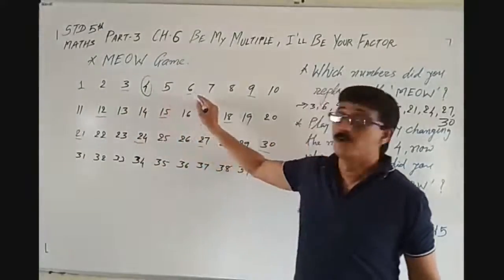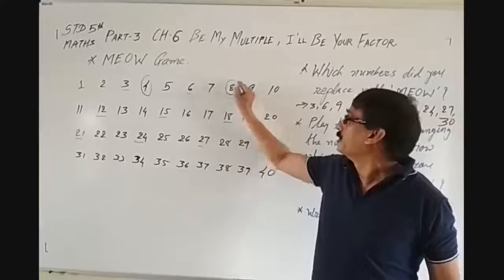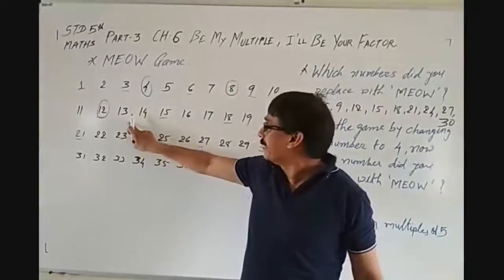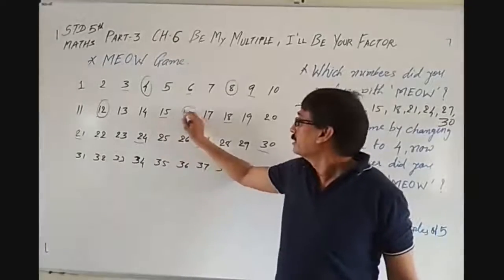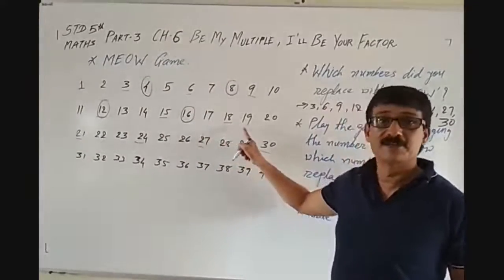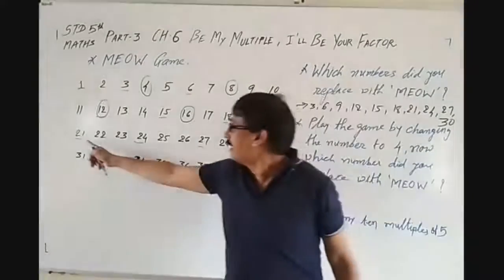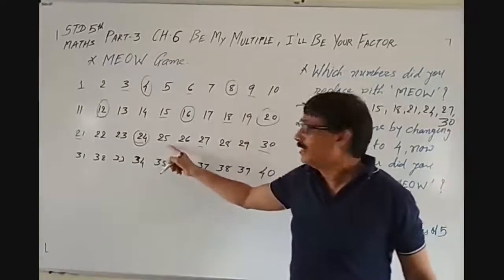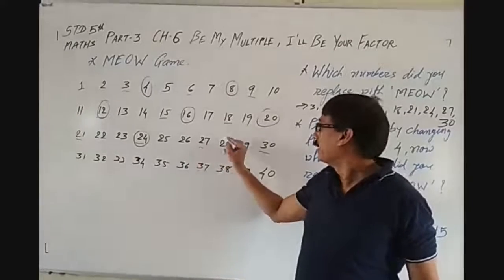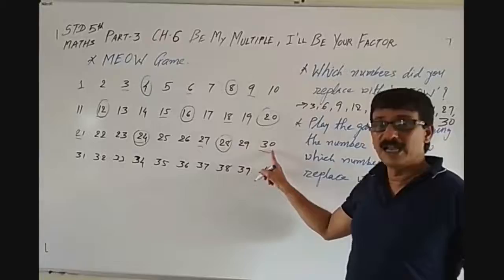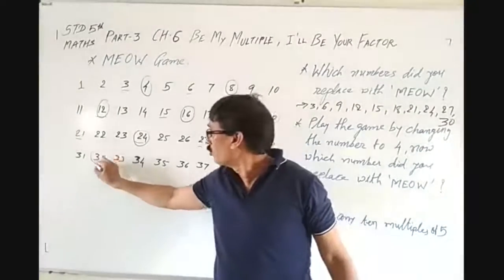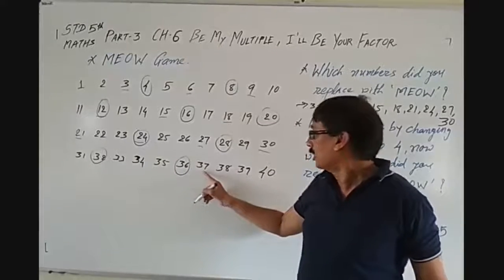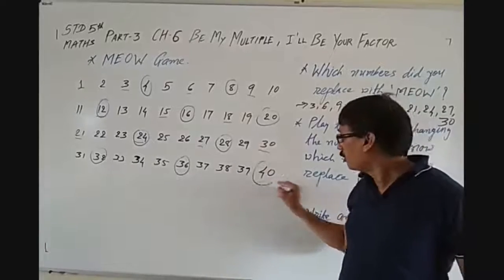Okay. 5, 6, 7, 8, 9, 10, 11, 12, 13, 14, 15, 16, 17, 18, 19, 20. 21, 22, 23, 24, 25, 26, 27, 28, 29, 30, 31, 32, 33, 34, 35, 36, 37, 38, 39, 40.